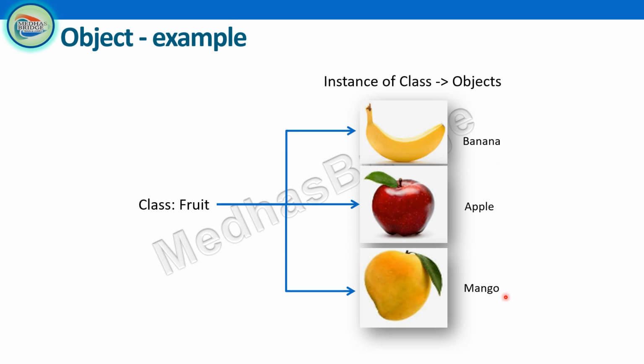So in a nutshell, an instance of a class is called an object. You can name the object.